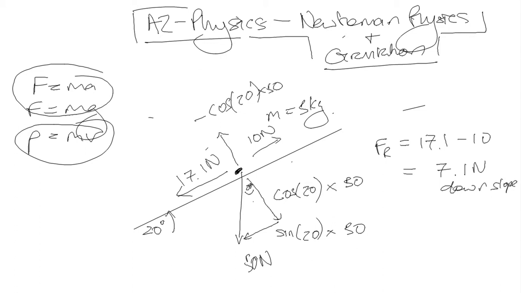If there's a resultant force acting down the slope, we can use F is equal to ma. 7.1 is equal to the mass, which is 5 kilograms, times the acceleration. 7.1 divided by 5 is the object's acceleration down the slope. That's just an example of how you'd use F is equal to ma, and you can work out other stuff from that once you get the acceleration.